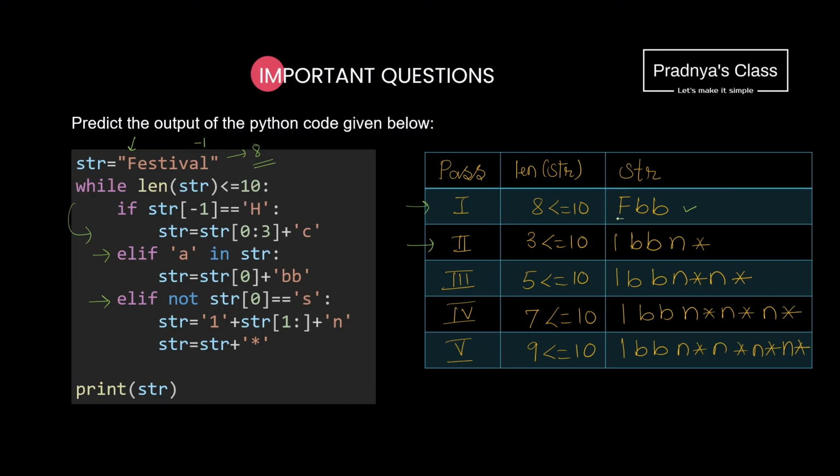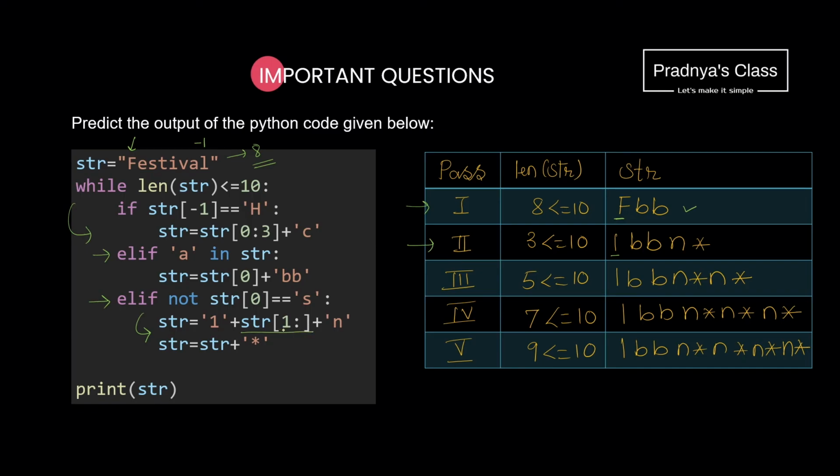Look at the character at the string. Yes, it is not s, which means this condition is getting satisfied. Now what we need to do? Here the string is getting changed again. First we need to write 1. Alright, we wrote. Then here is the slicing part.